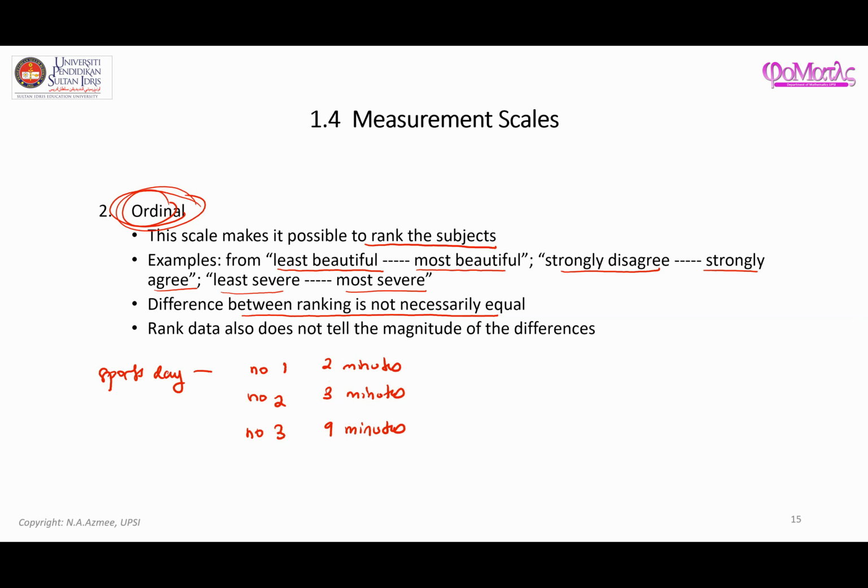So you can see that in terms of ranking 1, 2, and 3, and so on, the difference between the rankings is not necessarily equal. For example, the difference between the first and second ranking is 1 minute apart, but the difference between ranking number 2 and 3 is 6 minutes apart. Next, rank data also does not tell the magnitude of the differences.